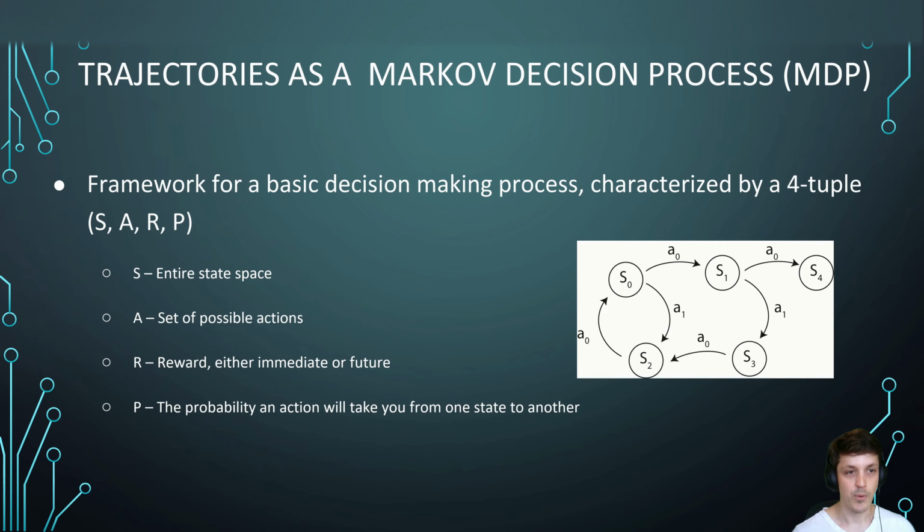Okay, so a bit more terminology before we get into some examples. Not really important for what we're doing here, but it's important to note some context that this trajectory can be thought of as a Markov decision process. I'm not going to go into too much detail about Markov decision processes, but I'm just going to point it out here. A Markov decision process is a basic framework for decision making, usually characterized by 4 values: state, actions, rewards, and probabilities. So states are the entire state space, actions are the entire set of possible actions, and the rewards are the rewards that you could possibly get.